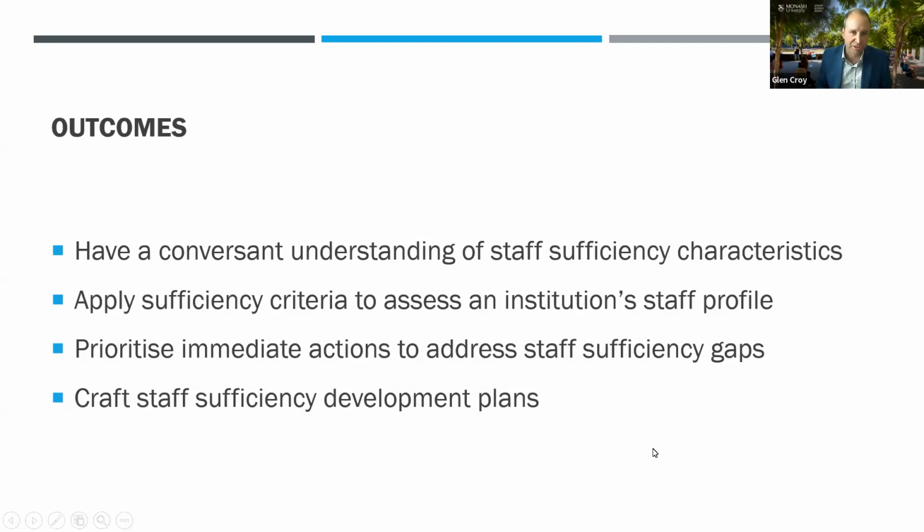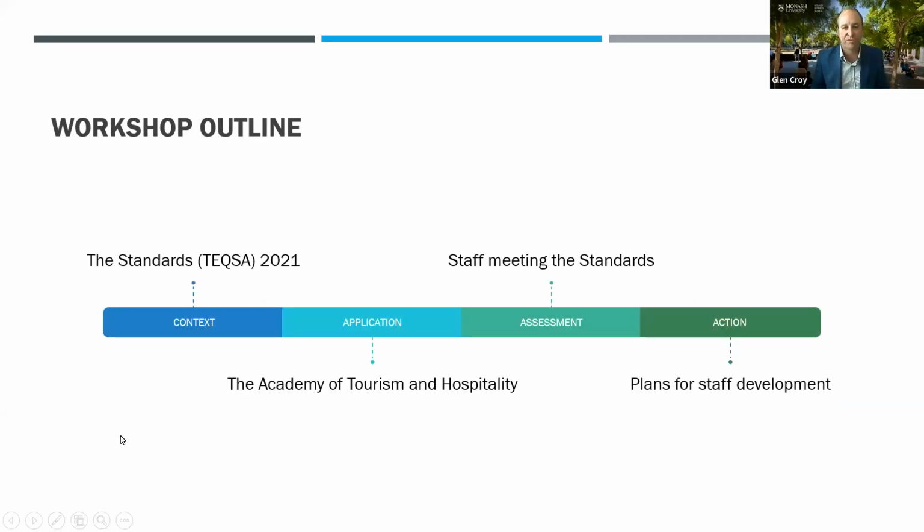So what are we going to do today? We're going to be looking at staff sufficiency, and as 4 outcomes, you'll have a conversant understanding of staff sufficiency and its characteristics, so you'll be able not only to use the language, but understand what that language is. You'll be able to apply the criteria to assess an institution's staff profile. We'll look at this through a fictitious institution today, but we're confident you'd have the sufficiency to assess this within your own institution as well. You'll also be able to prioritise the actions needed to address staff sufficiency gaps and develop plans for continued staff sufficiency on an ongoing basis, within this fictitious institution but also for other institutions. So to achieve these 4 outcomes, we're going to go through 4 key sections.